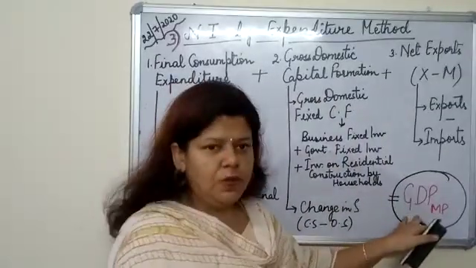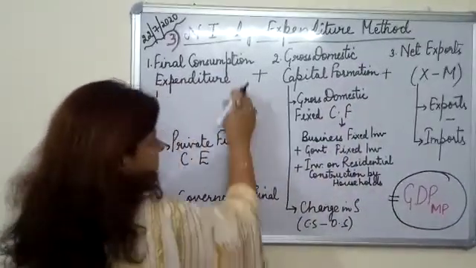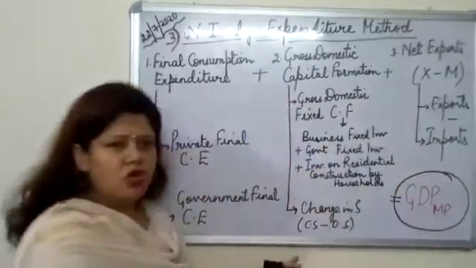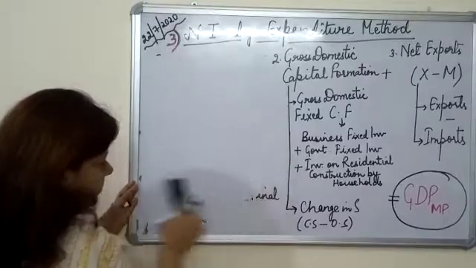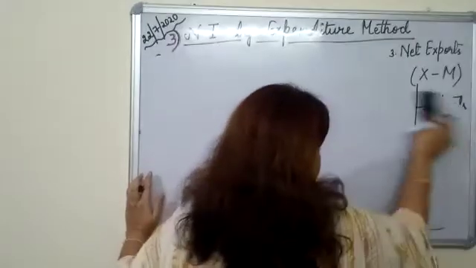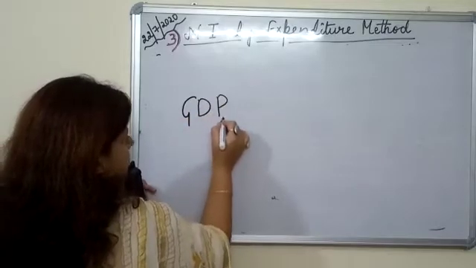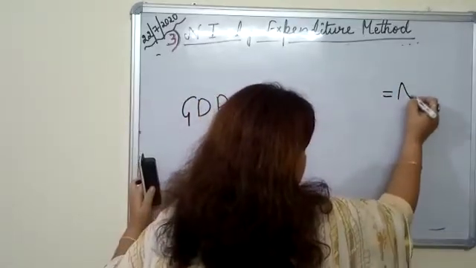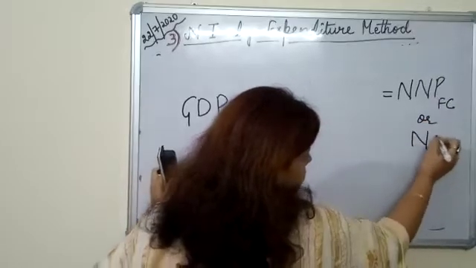Clear? Once we have this, we again have to calculate the national income. So we couple up this, this and this, and what we get is gross domestic product at market price. Now, this gross domestic product at market price has to be converted to national income, that is NNP at factor cost, or national income.